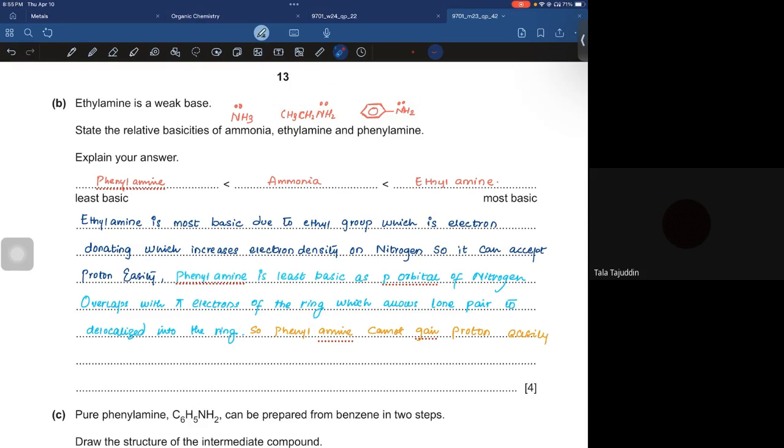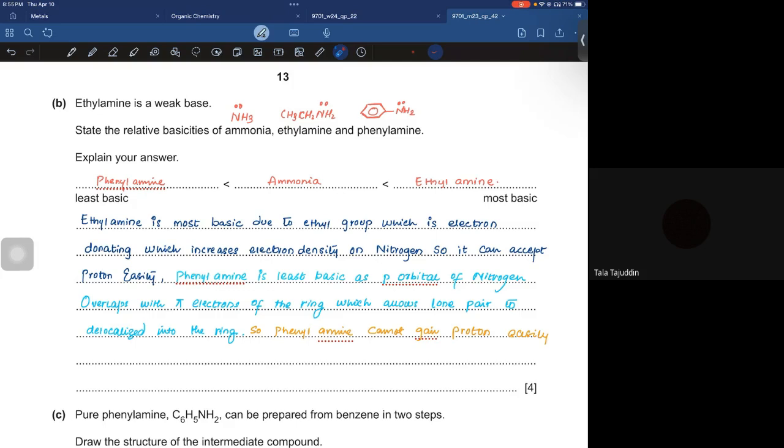And the most basic one is ethylamine, because ethylamine is most basic due to the ethyl group, which is an electron donating group, which increases the electron density on nitrogen. Of course, when the electron density increases, what is the proton seeking? What is the proton seeking for? Any negative area. Of course, it has a positive charge. When it sees the negative area over the nitrogen in ethylamine, it can accept a proton easily.